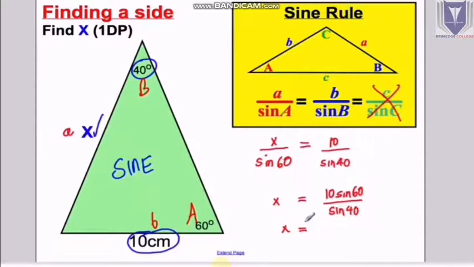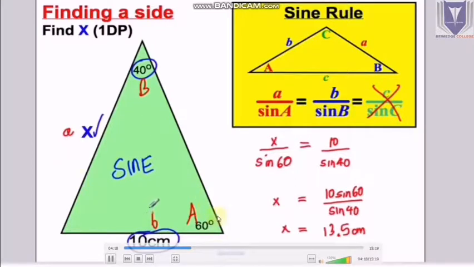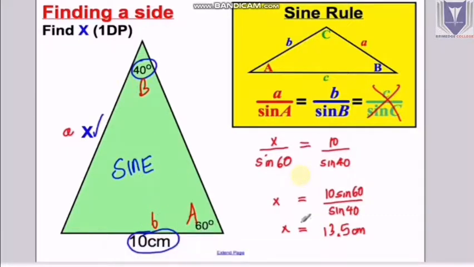If you divide it by sine 40, if you use a scientific calculator, you'll be arriving at a fractional figure of 13.5 centimeter. So if you watch, 13 is more than 10, and that's because the angle opposite x is 60. The larger the angle, the larger the expected side. If here is 40, then here is 10.